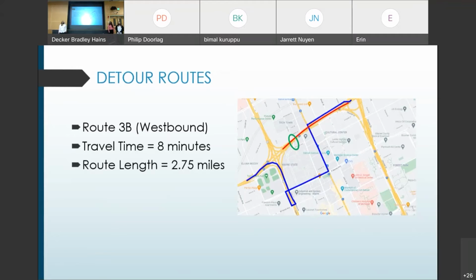Route 3B, similar to Route 3A, is only for one direction of travel. This is the westbound direction. It will take 8 minutes to travel 2.75 miles. These travel times consider optimal travel conditions, with no delays happening.